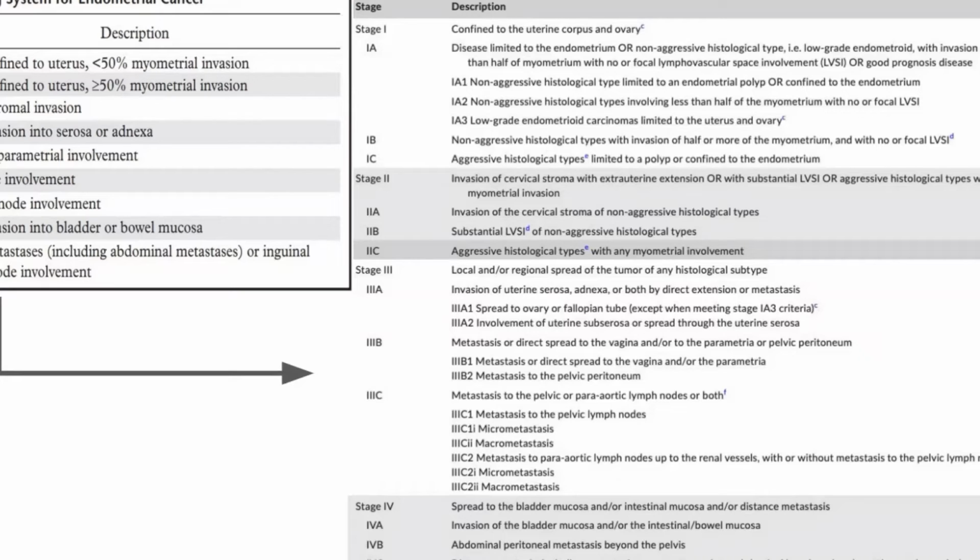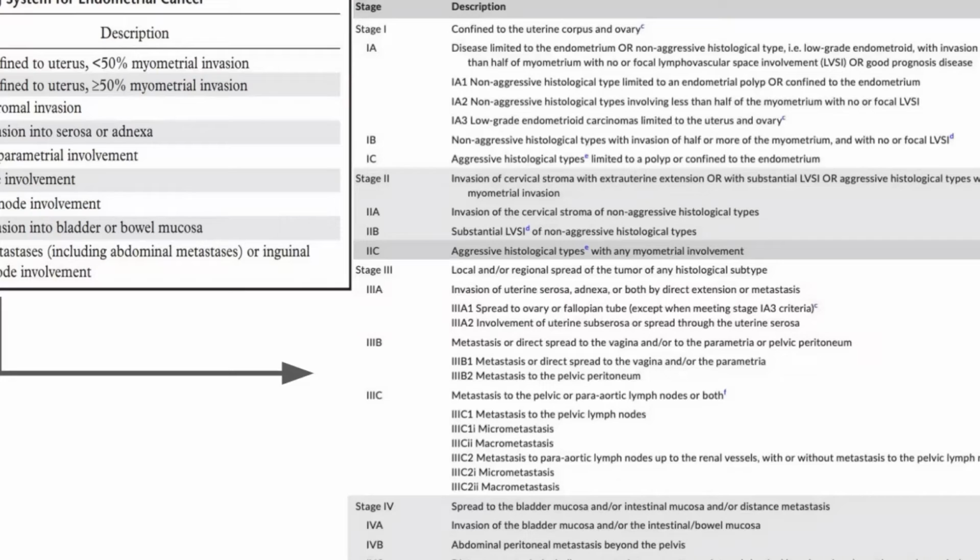Now coming to stage 2. In stage 2, there is again the same thing, that is cervical stromal invasion is 2A1. 2B is substantial LVSI and 2C is again aggressive. So remember 1C was also aggressive histological type. Similarly, 2C is again aggressive histological types with any myometrial involvement. So this is how you can easily remember the thing.